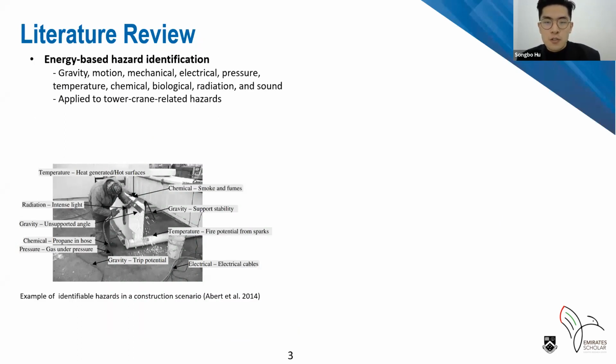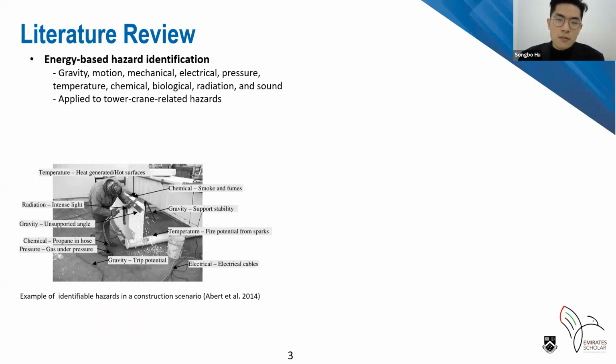To answer this question, we use an energy-based hazard identification method. The underlying theory of this method is that every accident has an energy source, which can be identified before work starts. There are 10 energy sources on construction sites which comprehensively categorize and enumerate all hazards in the construction scenario, as the left diagram shows.